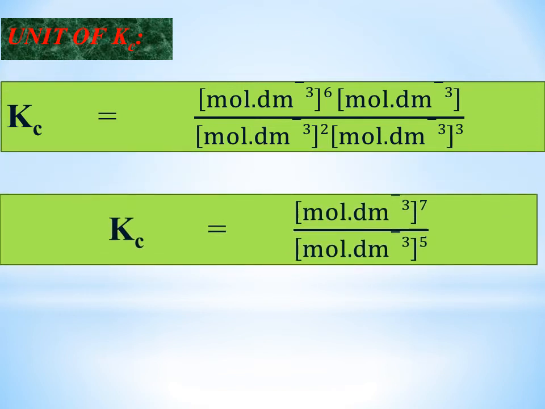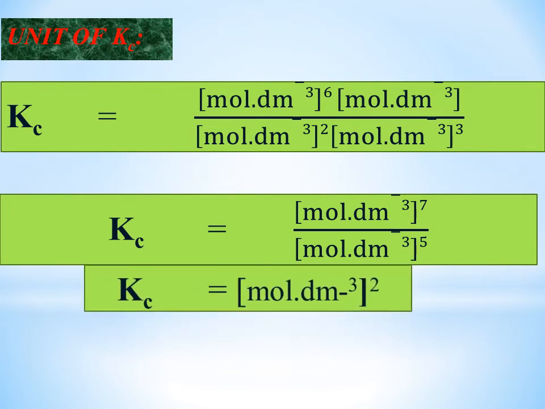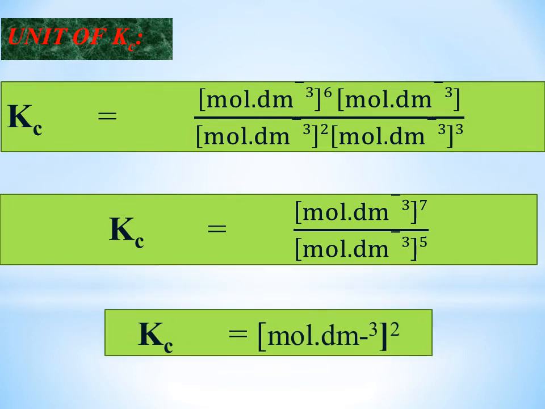So the next step will be 6 and 1, 7, so we will have 7 mole per decimeter cube, and in the subscript we will have 2 and 3, 5, so we will have 5 mole per decimeter cube, and this 5 mole per decimeter cube cancels out with this 5 mole per decimeter cube in the superscript, so we will have left 2 mole per decimeter cube, or we can say mole per decimeter cube whole square. So this will be the unit of Kc for reaction number 3.